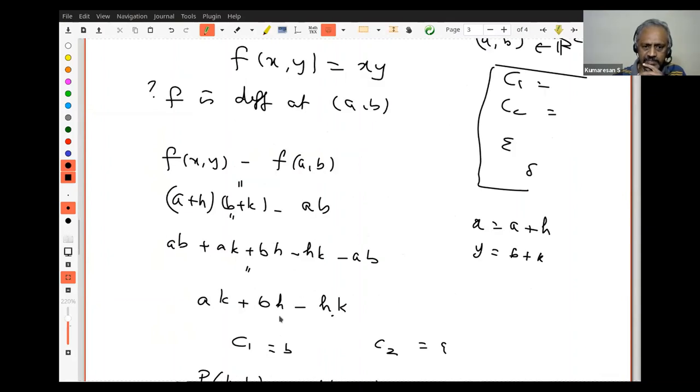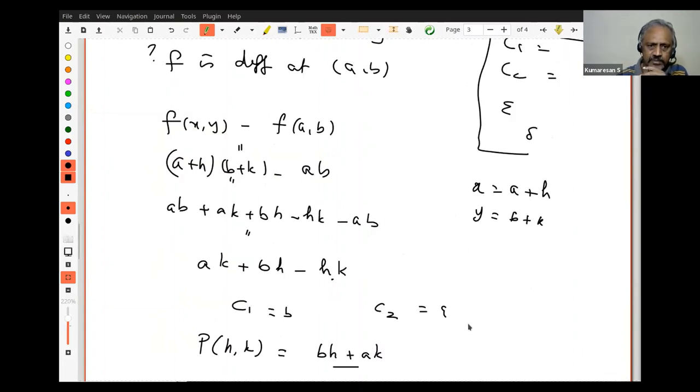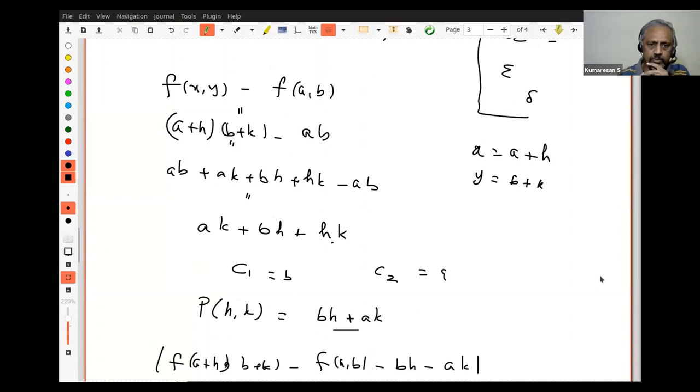So after simplification, what do I get? ak plus bh plus hk, sorry, because this is a plus here. Do you understand that? I am looking for the first degree polynomial in h and k. Therefore, the first degree polynomial is this object which I wrote, so my C1 will be b and C2 will be a.